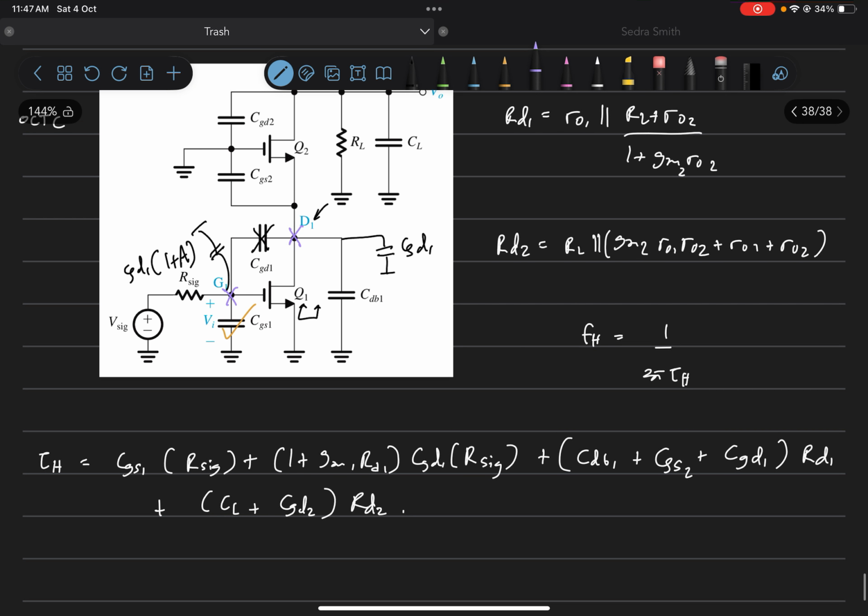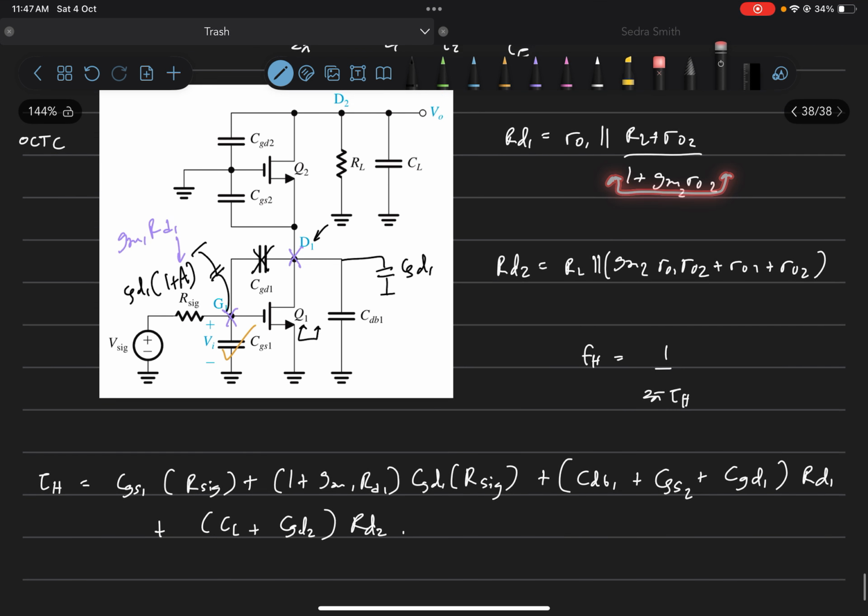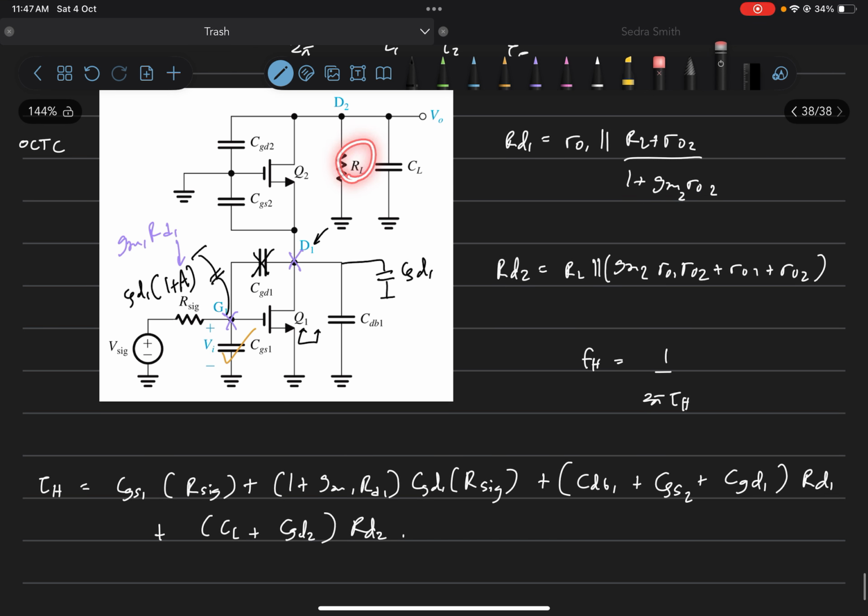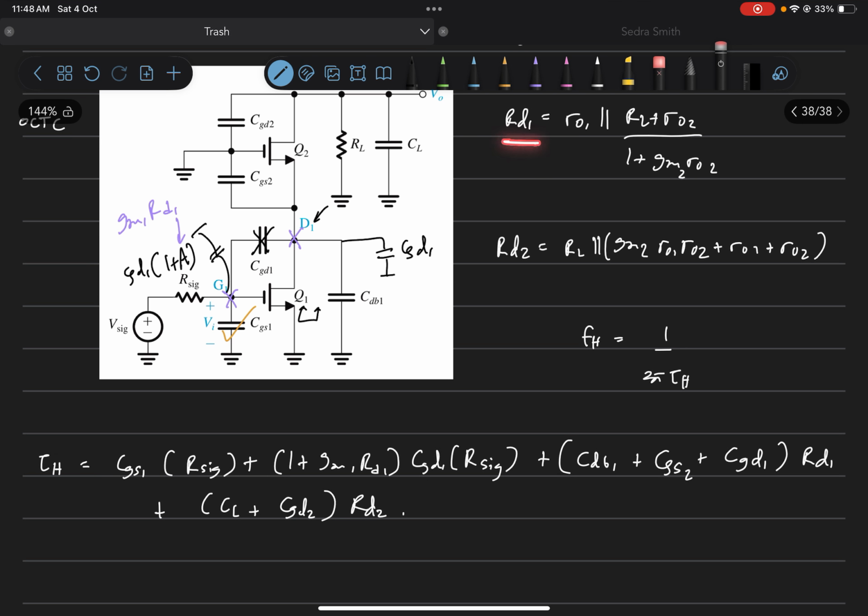So this capacitor will have A equal to GM1 times RD1, and RD1 will be given by the impedance seen from the drain. That will be this parallel with this. So this is RO1, and this will be the input impedance of a common gate stage, given by (RL plus RO2) by (1 plus GM2 RO2), where RL is the load resistance. It is simply the looking-in impedance at the source of a MOSFET, the input impedance of a common gate stage. So that will be RD1.